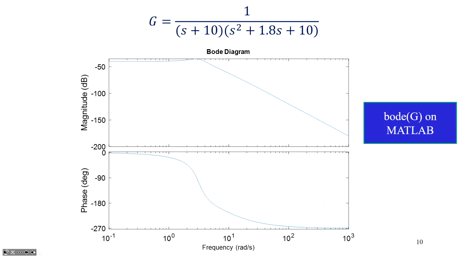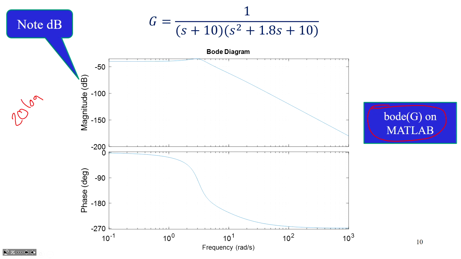So here's an example of a Bode diagram. And you will get this if you just type bode(G) in MATLAB. So what can you see? The gain plot is done in decibels. And you remember we said that decibels is 20 log to the base 10 of the modulus of G. And that's what the decibels means.